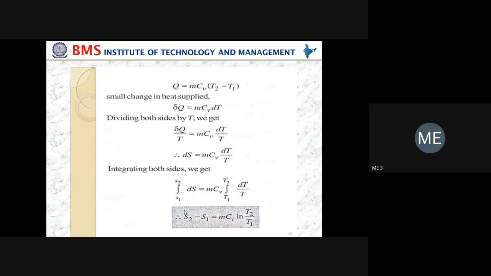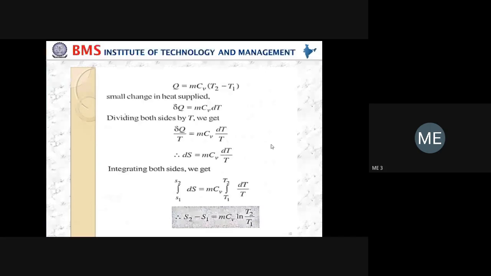So these three: first we studied work done. Next we studied change in internal energy, that is Q equals delta U plus W. Anyhow, W is zero in constant volume process, so you have to write Q is delta U. And the third part is change in entropy, which is given by m Cv into ln T2 by T1.